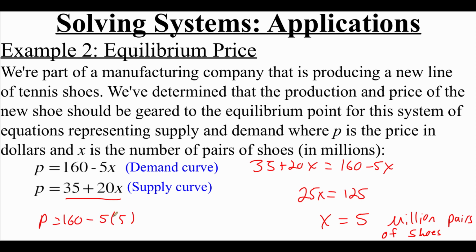Now 5 times 5 is 25, and if I take 160 minus 25, then I'm going to get 135. And remember, p is going to represent our price. So each pair of shoes is going to cost $135.